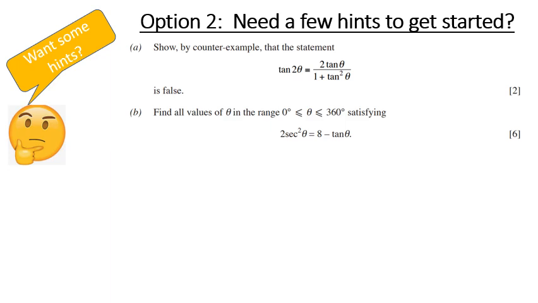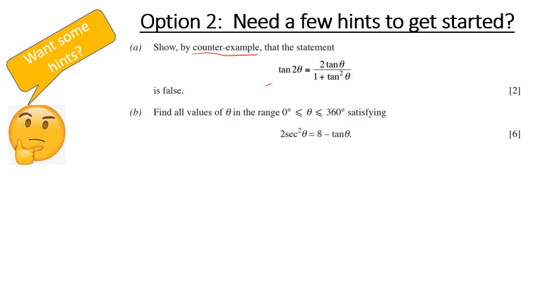So if you're watching this slide, then it should mean that you've already tried the question on your own and you just need a few hints perhaps to get you started. So I'll just give a couple of hints for A and B. Looking first of all at part A, it's asking us to show by counterexample that this statement is false. Now a counterexample is just one example. So for this it would be a theta value that doesn't work in this statement.